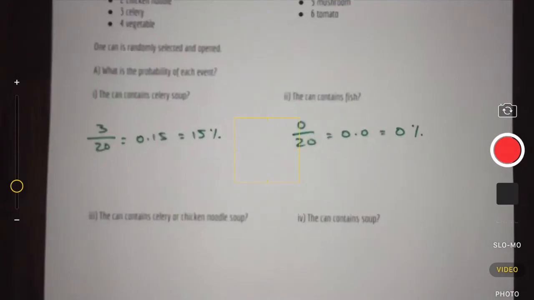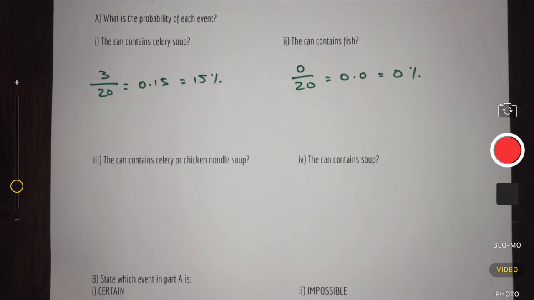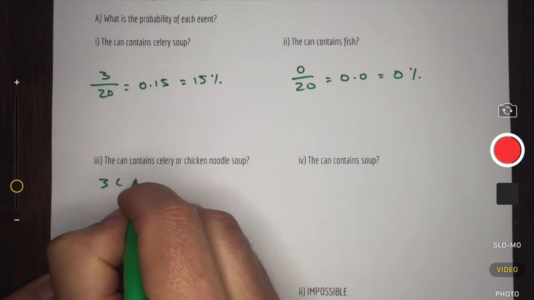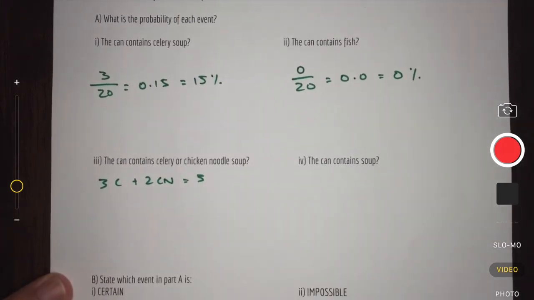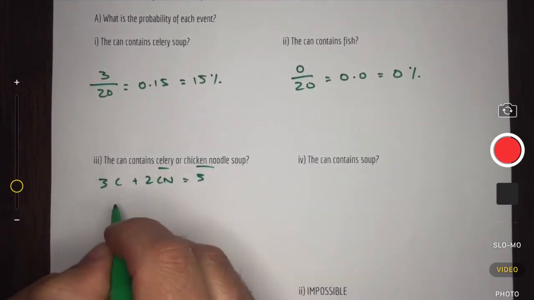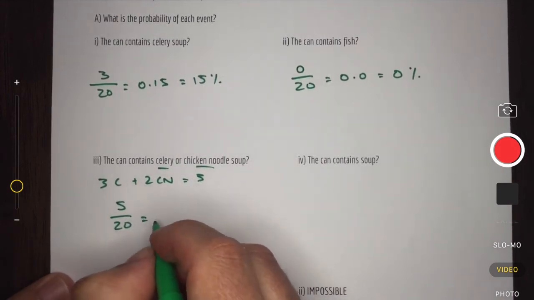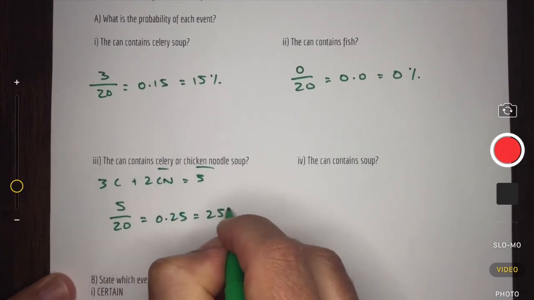If we talk about how many cans contain celery or chicken noodle, what we have to think about is how many cans of celery we have available and how many cans of chicken noodle we have available. So we have 3 celery plus 2 chicken noodle, which gives us a total of 5 possibilities. We can add these together. So in total, to pick either celery or chicken noodle, we have 5 out of 20 cans. As a decimal, that's going to be 0.25, and as a percentage, it's going to be 25%.